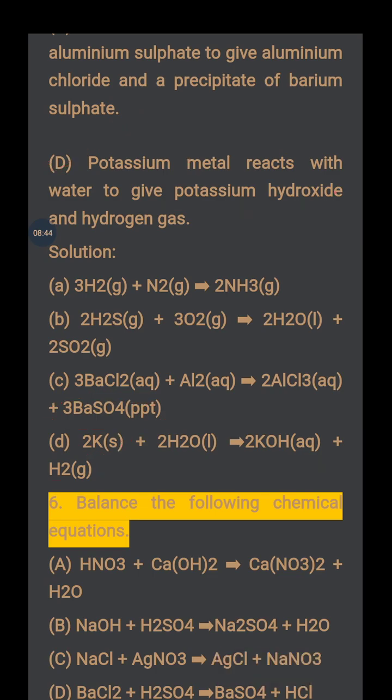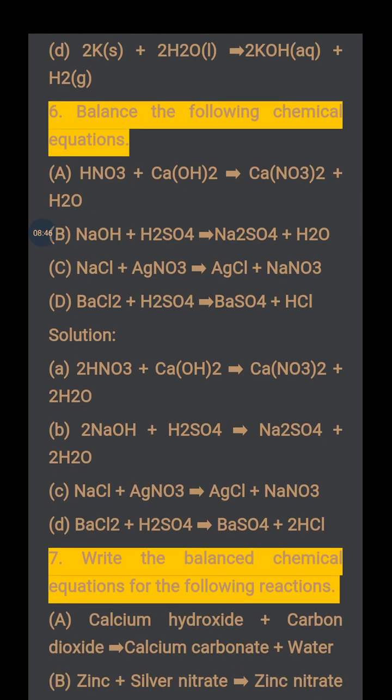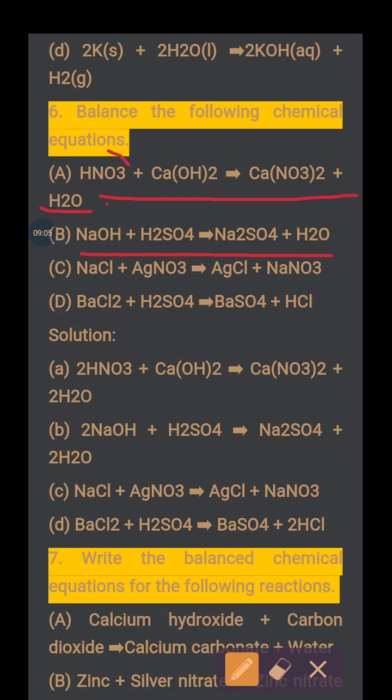Now the next question is, balance the following chemical equations. We have written here in balanced form: HNO3 plus Ca(OH)2 gives Ca(NO3)2 plus H2O. Then the balanced equation is 2HNO3 plus Ca(OH)2 gives Ca(NO3)2 and 2H2O.